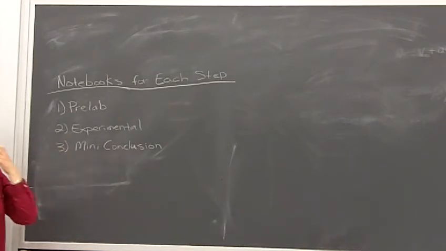Yeah? 2 questions. I'm guessing the mini conclusion is typed? Nope, it can be handwritten. Okay, and do you want us to, like, for the NMR, make our tables? It's a good idea to put them in there, but you don't have to have like perfect tables in there yet. Okay. Is what I would say.